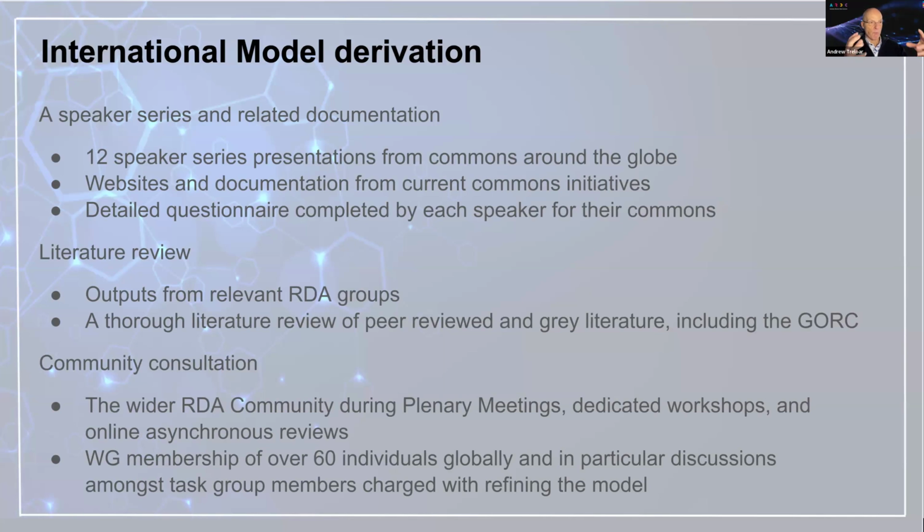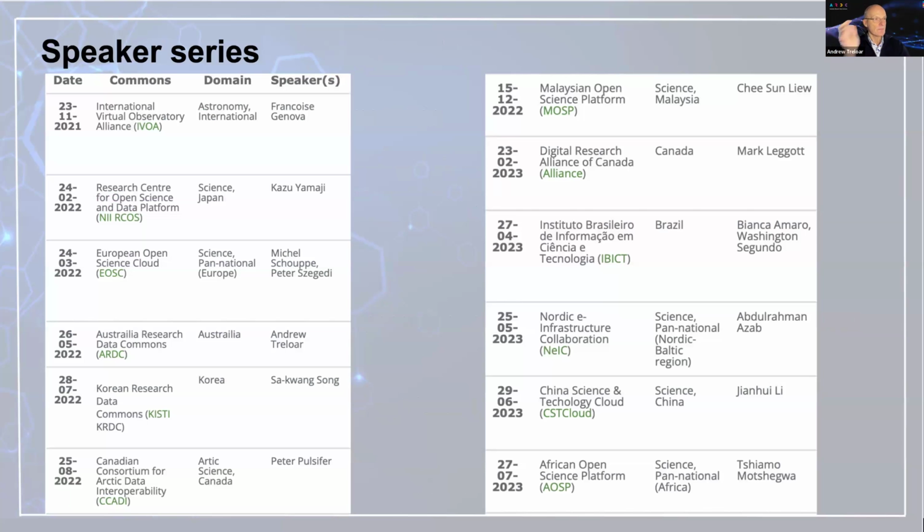how you boil all of this information down into a coherent, more detailed model, more detailed than the hexagons, more detailed model of the things that you should consider in either building a commons or describing a commons. And we had a series of task groups with over 60 people involved that were charged with refining the model.